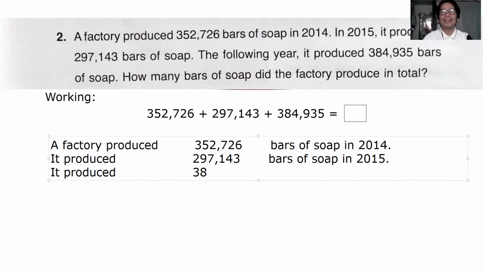What is the following year of 2015? What year is next after 2015? 2016. Yes. Okay. So it doesn't necessarily have to be copied from the paragraph. You can write your own as long as it's correct or the same idea. So you can write 384,935 bars of soap in 2016. In the paragraph, you cannot see the number 2016, but it says the following year. So you can change it to 2016, and I don't mind because they have the same meaning.